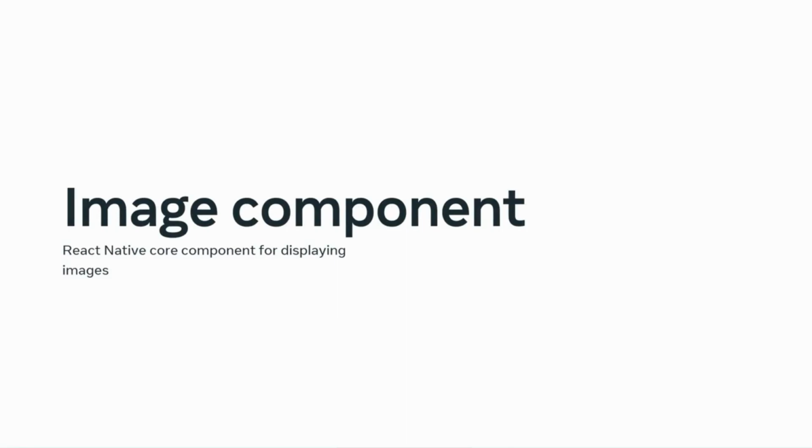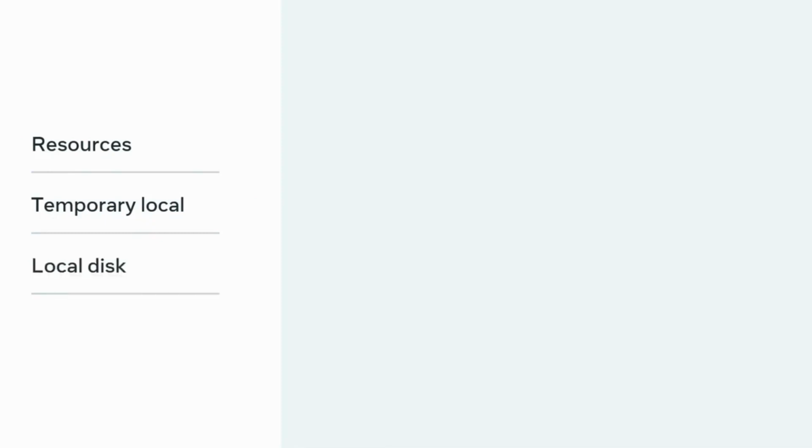In this video, you will learn about the image component in React Native, which will enable you to add images and style them within your React Native app. You'll also learn about the types of images you can add and where they can be stored. The image component is a core React Native component that is used for displaying different types of images. You can use the image component to display static images from resources, temporary local images, images from a local disk such as the camera roll, and network images.